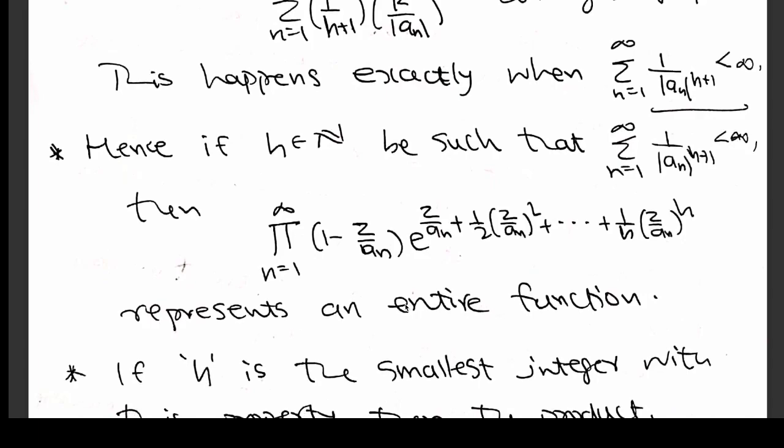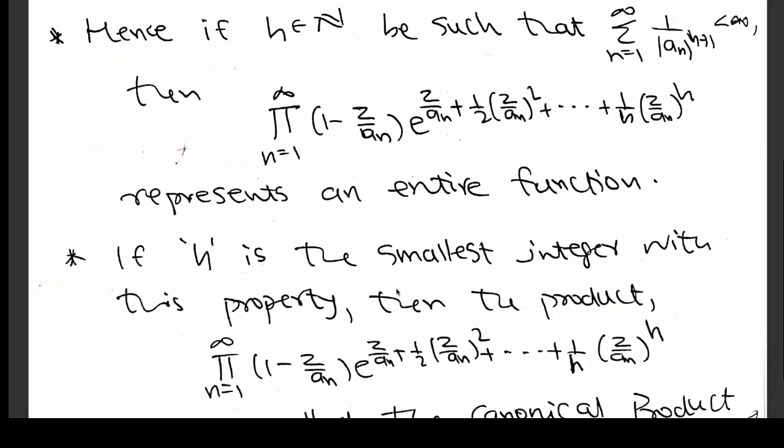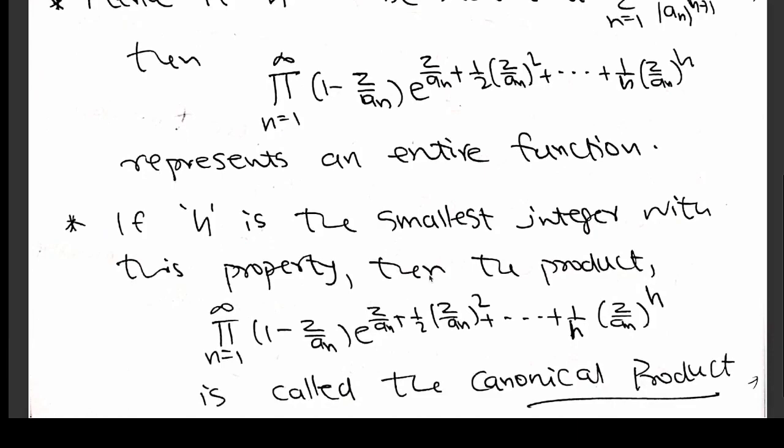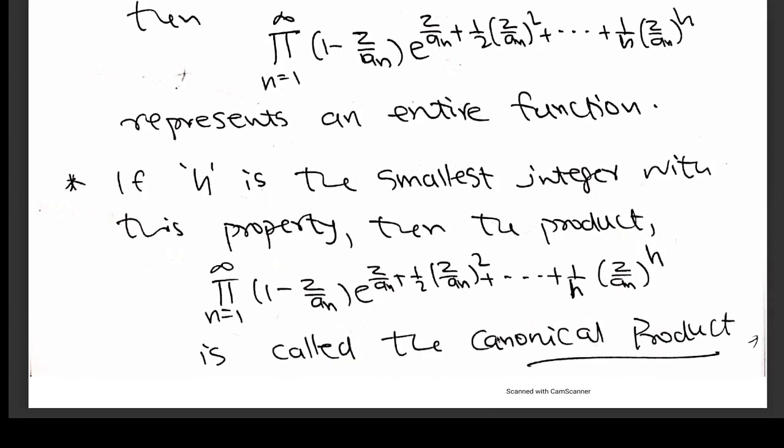All other computations are the same. Now the smallest such h is called the genus of the sequence A. Once you use that smallest h, this product is called the canonical product.